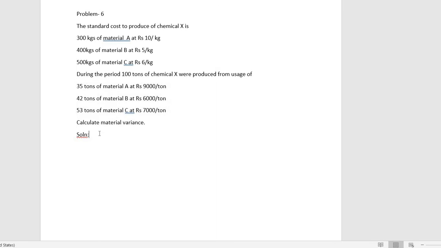Now we'll see the problem. So what they have asked is to calculate material variance. So we all know that 1 ton is equal to 1000 kgs. So this is very important to solve the problem. Now we'll make a working note here.